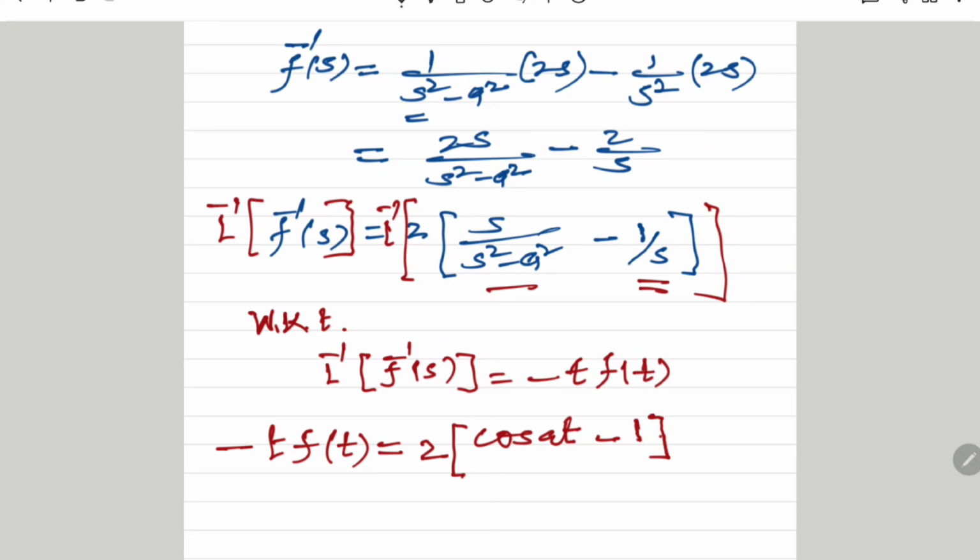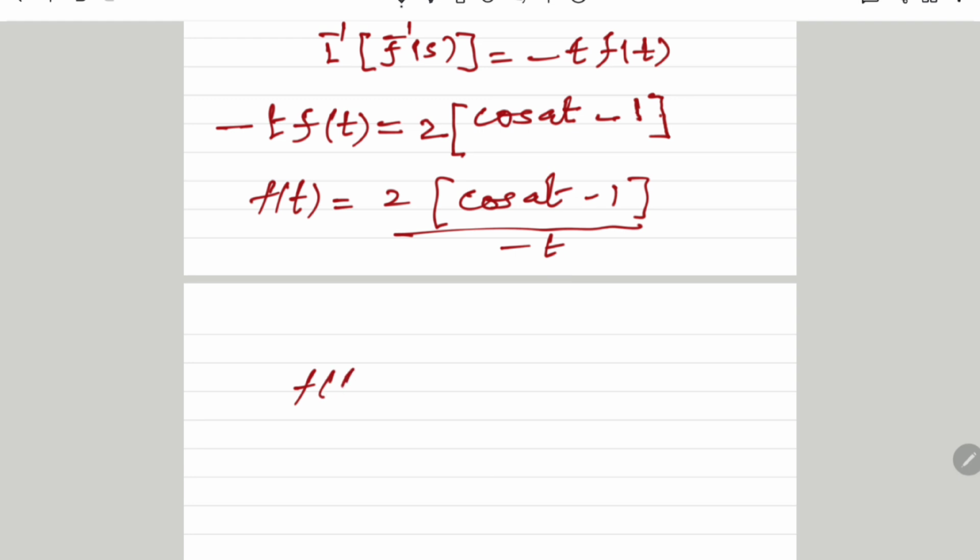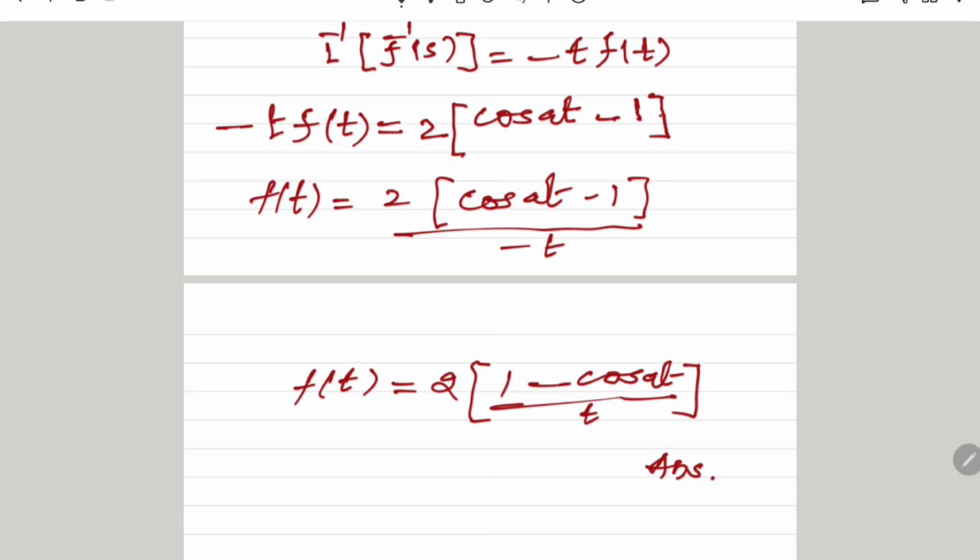Dividing by minus t, we get, therefore, f of t is equal to 2 times cos at minus 1 divided by minus t. And therefore, we have f of t equal to, multiplying by minus inside the bracket, the final result as 1 minus cos at divided by t, as the final answer of the required inverse Laplace transform.